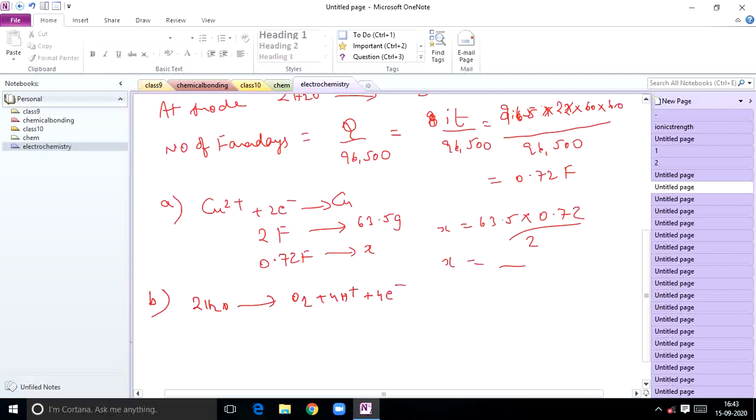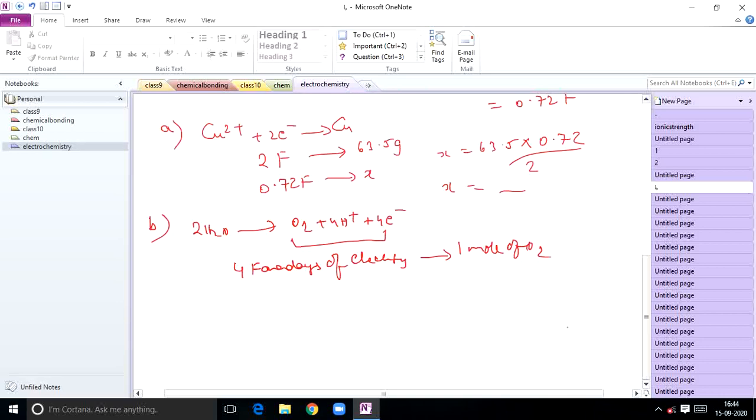So from this equation only, you frame one thing. 4 moles of electrons means 4 Faraday. So if you use 4 Faraday of electricity, how many moles of oxygen will you get? 1 mole of oxygen. For 4 Faraday, 1 mole of oxygen. For 0.72 Faradays of electricity, how much? X. So X is equal to 0.72 by 4. How much will you get? 0.18.